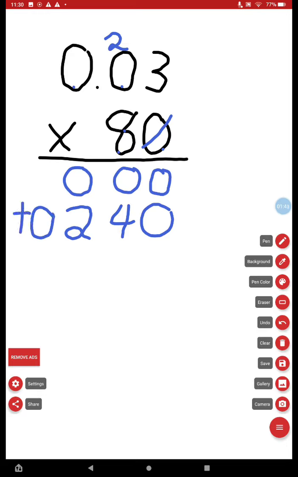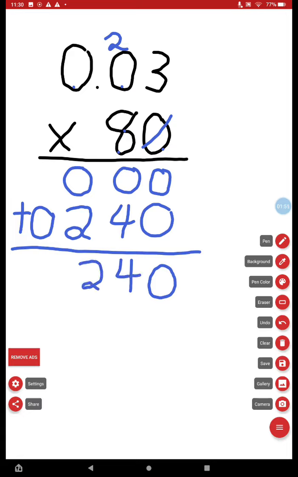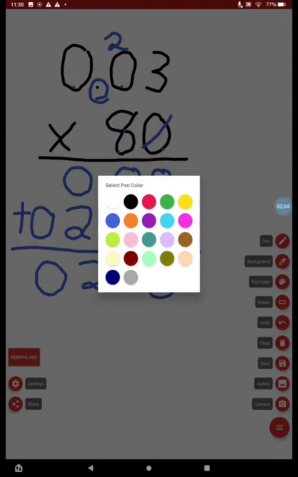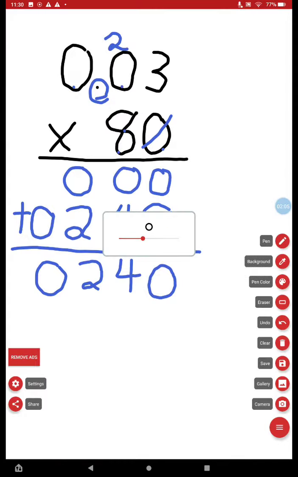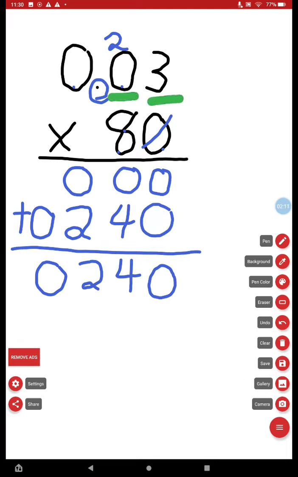Now we add it all together. 0 plus 0 is 0. 0 plus 4 is 4. 0 plus 2 is 2. Nothing plus 0 is 0. And now I've got to remember to put this decimal point in my answer. How many numbers are to the right of the decimal point? Let's look together. 1, 2. So how many numbers do I need to the right of the decimal point here in my answer? 1, 2. My decimal point goes right there.